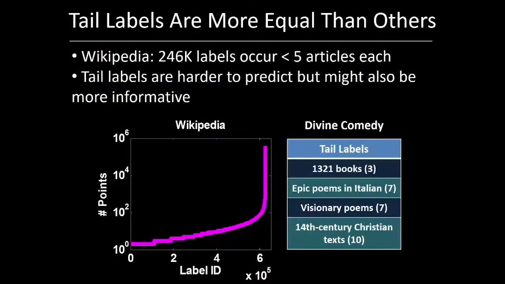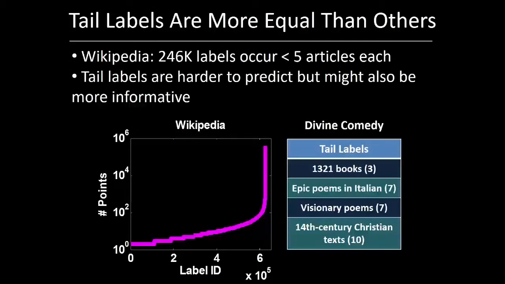Our final design principle is that depending on the application, extreme losses should place more emphasis on tail labels than head labels. So it turns out that in the extreme setting, labels do not occur with uniform probabilities, but rather they follow a power law distribution. This means that there will be lots and lots of labels which occur very infrequently, have very little training data, and are therefore very hard to predict accurately. But at the same time, they might be much more rewarding or much more informative if you predict them correctly as compared to generic head labels or popular labels.